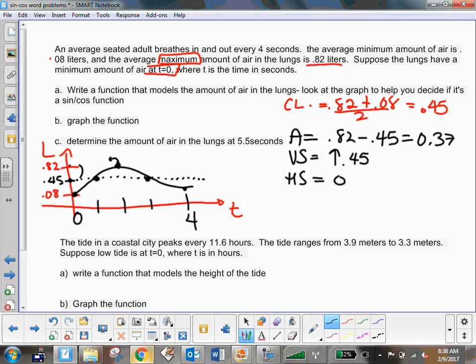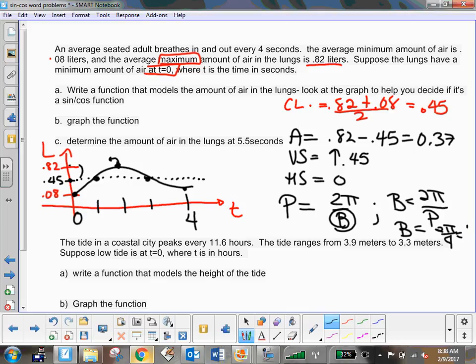We're going to say that our period is equal to 2 pi over b. But we're looking for our b. So remember, b is going to equal 2 pi over period. But what's our period? So b is equal to 2 pi over 4. Do you see how in this case we get pi over 2 now as our b, whereas before our b was just an integer?